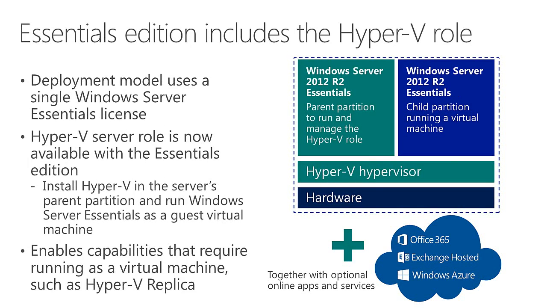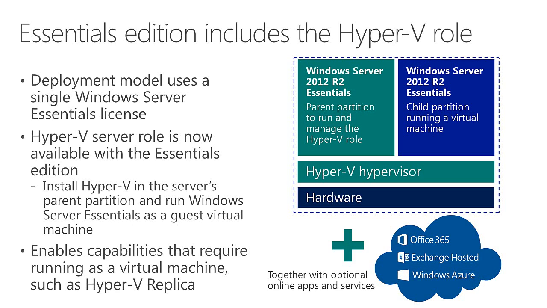Now when we look at what's new in terms of being able to virtualize with just the Essentials Edition, what we have now is a model that uses, again, that one single license, and the Hyper-V server role is now available as a choice with this Essentials Edition, where in the past that server role just simply wasn't present. So you can install Hyper-V on the physical server itself, so you basically create this parent partition that's running an instance of Windows Server Essentials, but that's only then used to run and manage the Hyper-V role. So there are no other workloads that run on the parent partition.